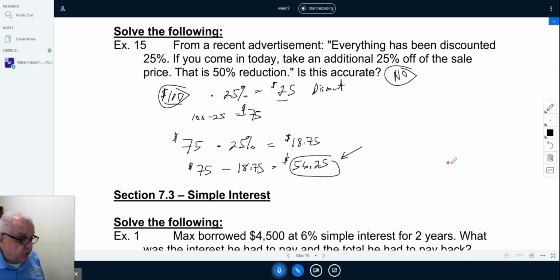Well, that is 7.1. That was quite a bit. 7.3 uses, there's no 7.2, but 7.3 uses simple interest. And there's a formula here for simple interest. And you can start on that.